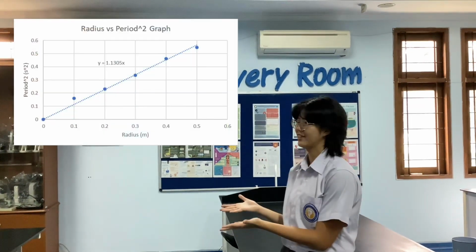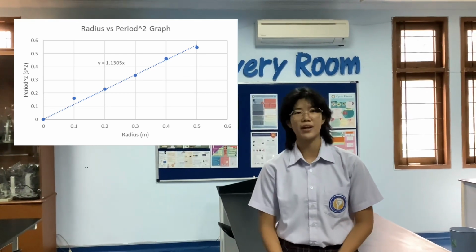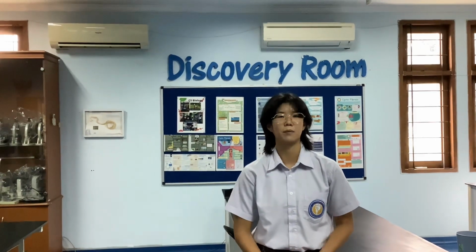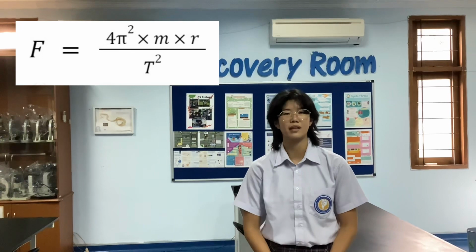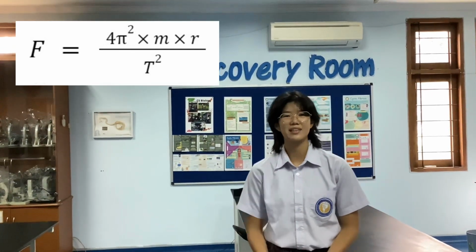We're going to process our data into a graph like the one shown here. Our graph compares period squared and radius, which means that the gradient of our graph is going to be period squared per radius, whereas the formula given to us by our teacher goes as follows: F equals 4 pi squared multiplied by the mass of the object in revolution multiplied by radius divided by period squared. This suggests that we have to inverse the value of our gradient in order to incorporate it into our formula. And our new formula is going to look like this.